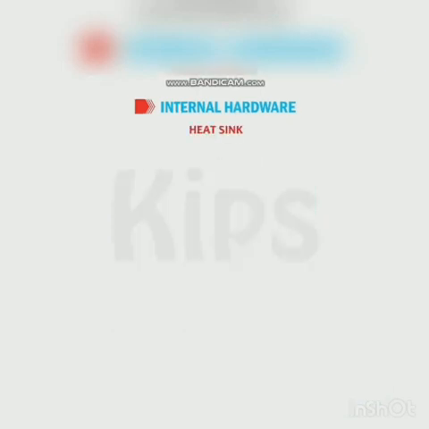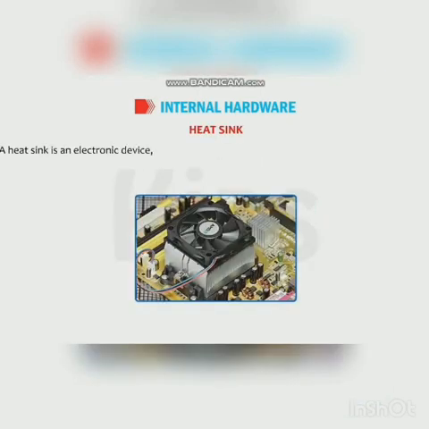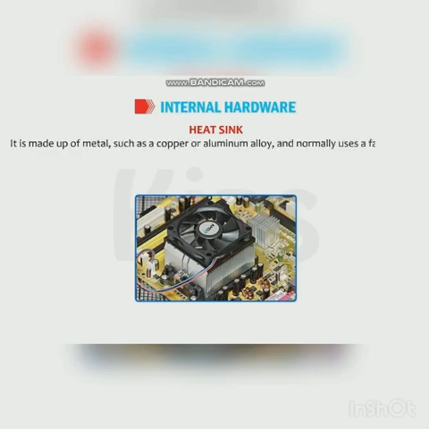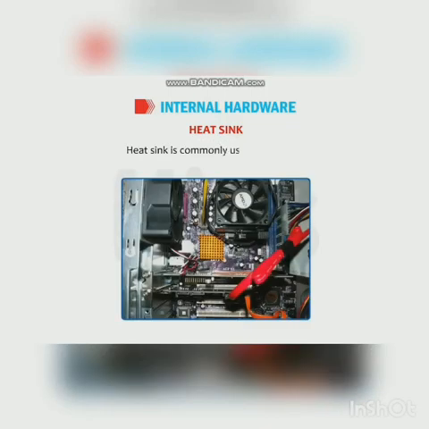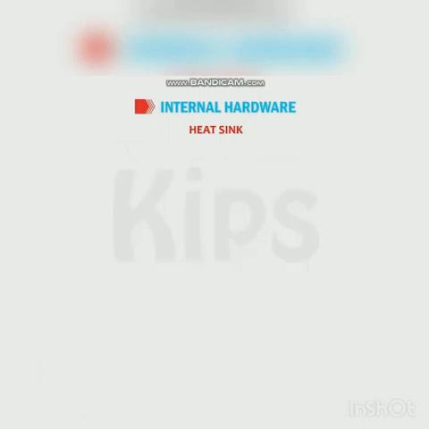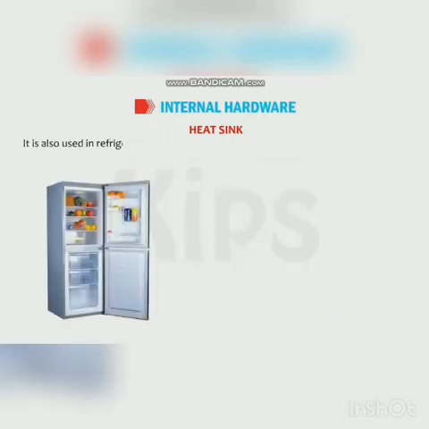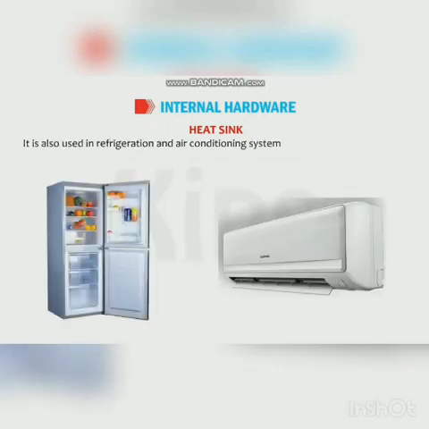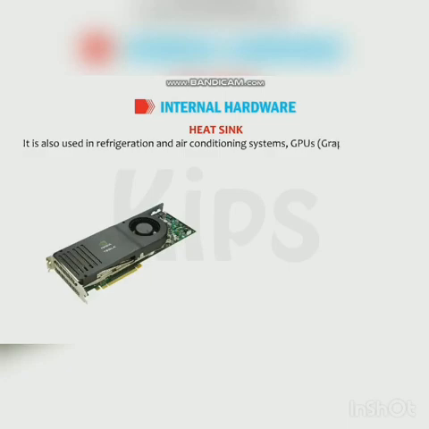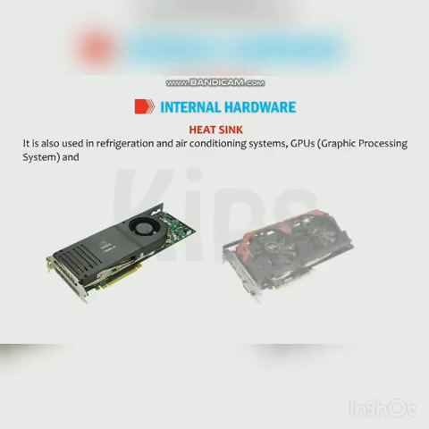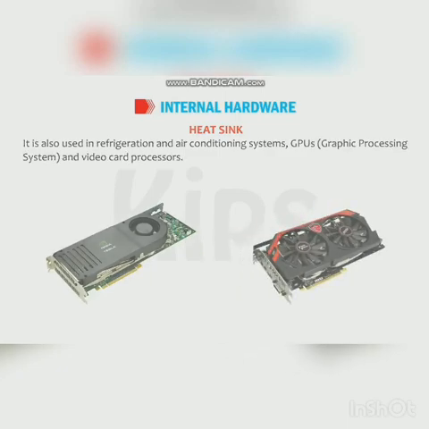Heat sink. A heatsink is an electronic device which is designed to disperse the heat generated by the CPU. It is made up of metal such as a copper or aluminium alloy and normally uses a fan to keep the processor cool. Heatsink is commonly used in all CPUs. It is also used in refrigeration and air conditioning systems, GPUs, graphic processing systems, and video card processors.